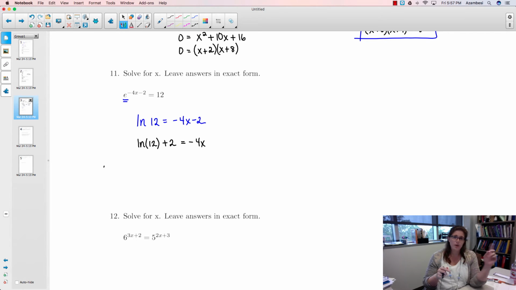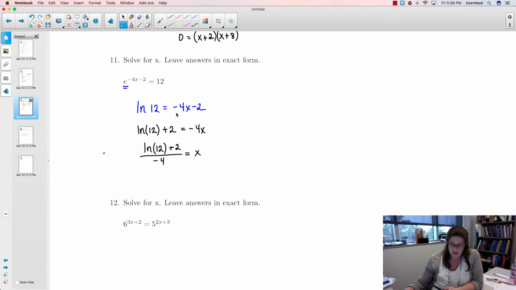What is also good is putting the 2 in the front, so 2 plus ln of 12. That works as well. Either way, dividing through by -4, I get the natural log of 12, plus 2, all divided by -4, is equal to x. Okay, perfectly good answer. Doesn't look pretty, but that's what x is equal to, and you can leave it there. You can also factor the negative out to the front to make it look a little nicer, but either way is fine.